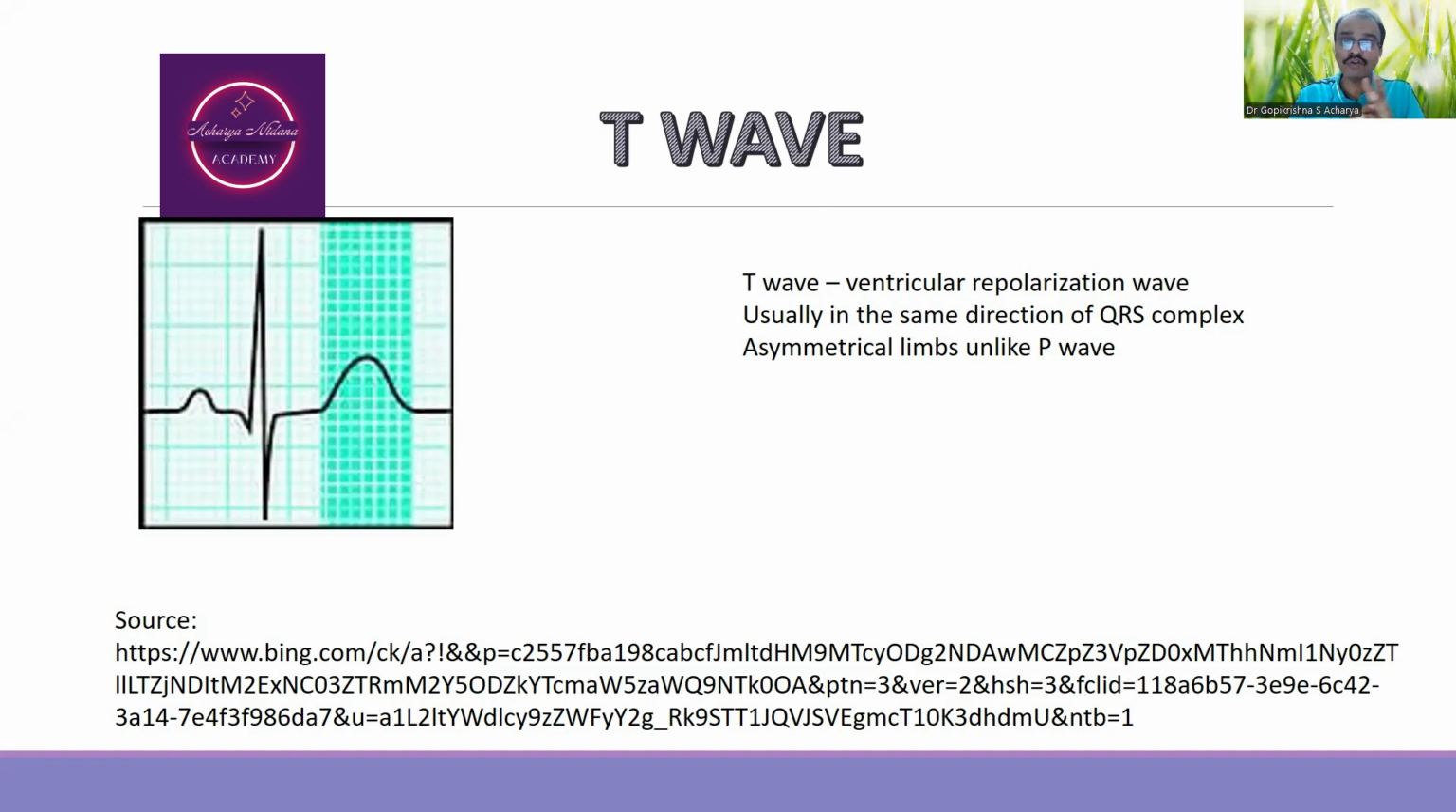But this is different from the P wave, wherein the P wave usually has symmetrical limbs, whereas the T wave will not have symmetrical limbs; they will have asymmetrical limbs. That means one limb will be comparatively longer than the other limb. This is the typical nature of a T wave.